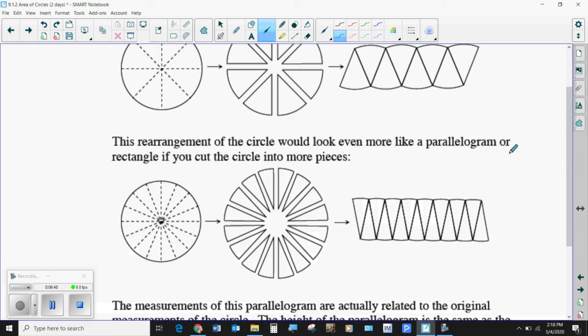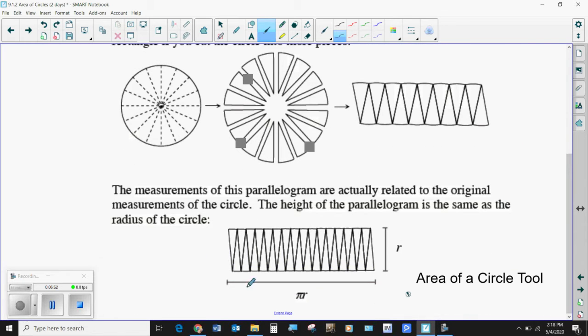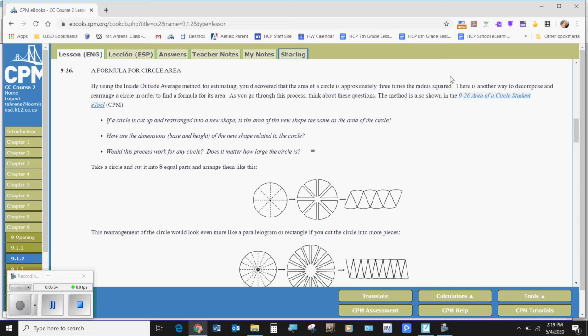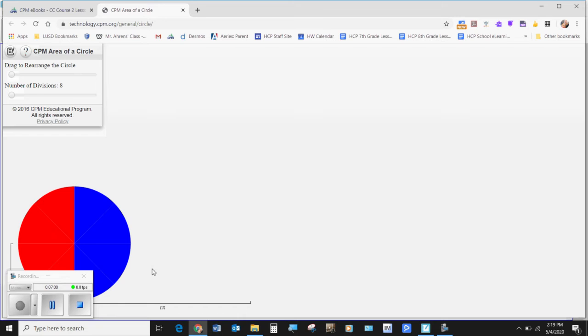Okay, so this is where we're going to use a tool that CPM has provided. To get to that tool, you're going to go to problem number 26, and you can click on that. And let me get this out of the way. And that's a circle, right? Notice how they've colored it in red and blue. That's going to help you keep track of everything. Now, the radius of the circle is from the center point all the way down to the bottom, correct? They've got that measurement right here.